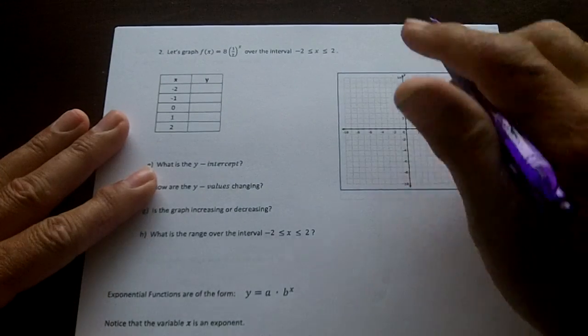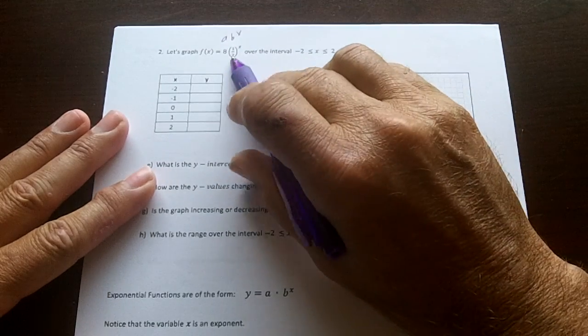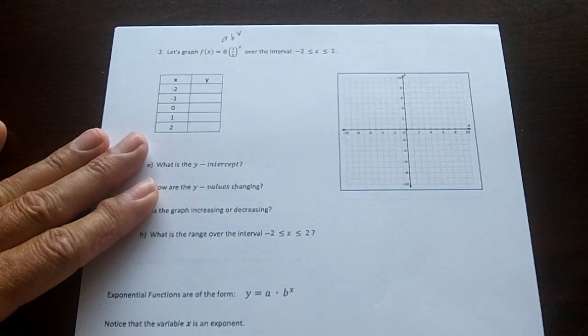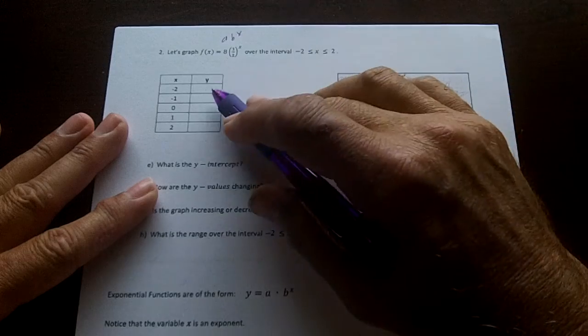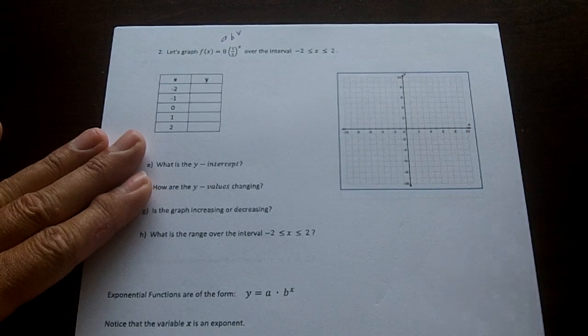Okay, on this one right here, remember from the video, it's a b to the x. Since b is 1/2, these numbers won't get larger, they will get smaller, won't they? This graph won't go up, it's going to go down. It's going to have decay in it. Remember from the video.